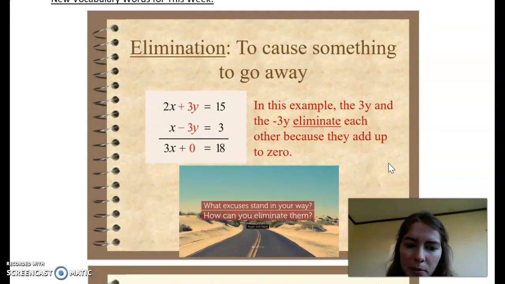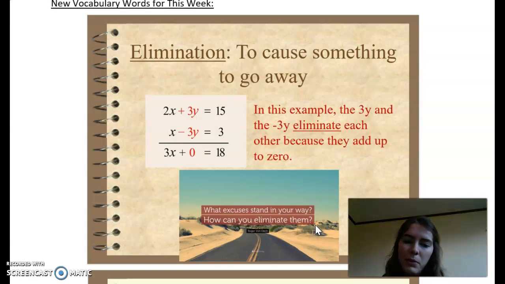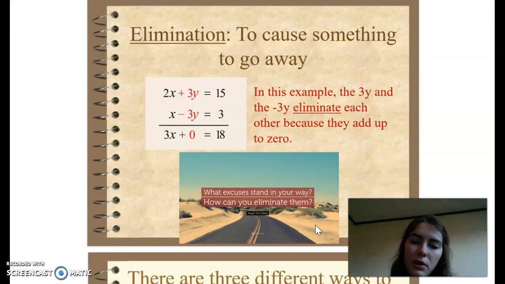And then there's just a little question. What excuses stand in your way? How can you eliminate them? So this is another way that word is used in life. People might talk about eliminating their obstacles or eliminating things that are getting in their way for why they can't reach their goals. Okay, that's a good thing to eliminate.